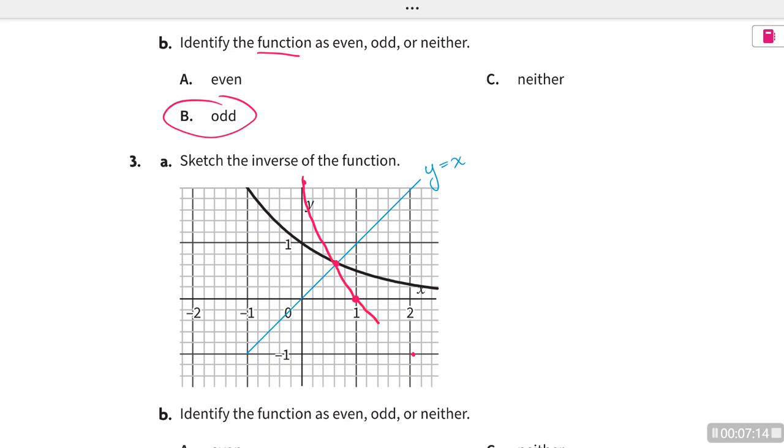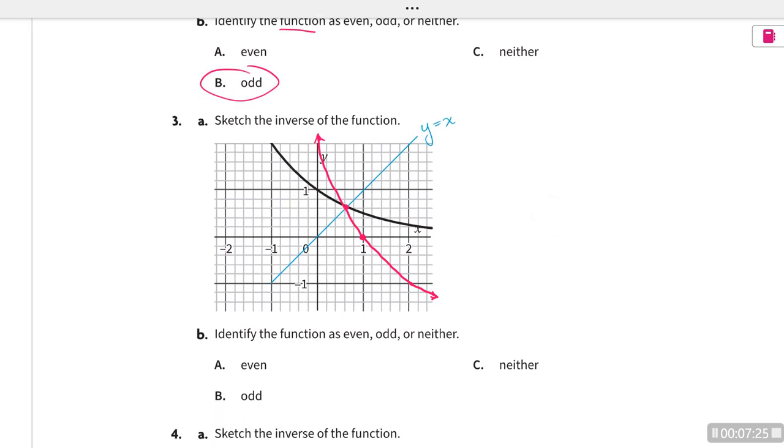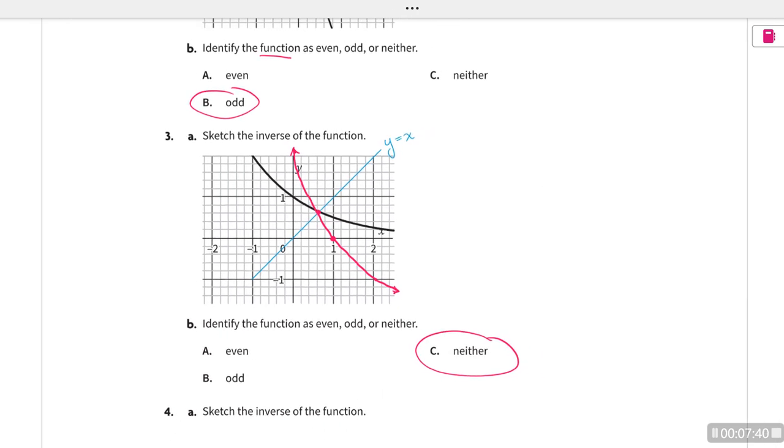I'm going to do my best to be neat here. So there we go, there is the sketch of the inverse. Identify this original function as even, odd, or neither. This one's neither. If I were to flip it over the x and y axis, I would not get my same graph back. So that one is neither.